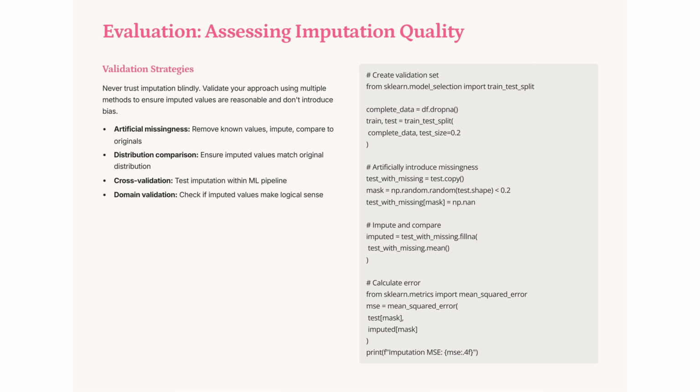Assess imputation quality by validating with multiple strategies. Use artificial missingness to compare imputed values with originals. Ensure imputed values match the original distribution. Implement cross-validation within machine learning pipelines and verify logical consistency through domain validation. Calculate mean squared error to quantify imputation accuracy, ensuring robust and unbiased data handling.